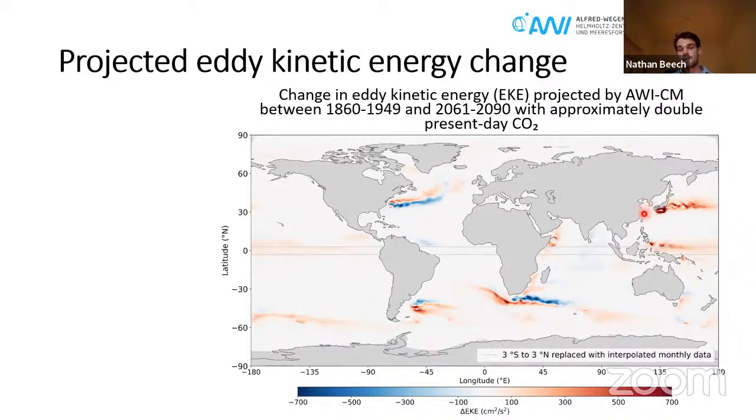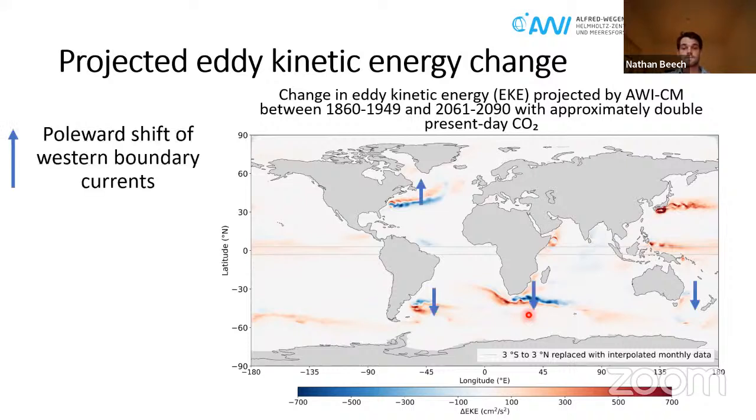And so where you see red, then the climate model is predicting that there will be more eddy activity in this region in the future than there was in the past. And where you see blue, we expect that there will be less eddy activity here in the future than there was in the past. And so already a few things should probably stick out to us.